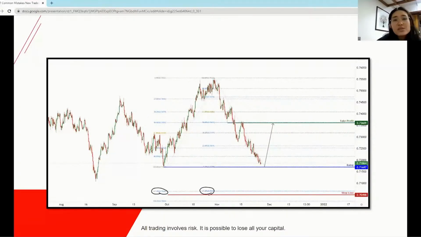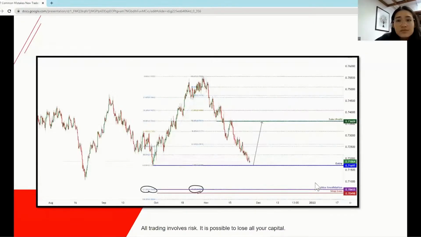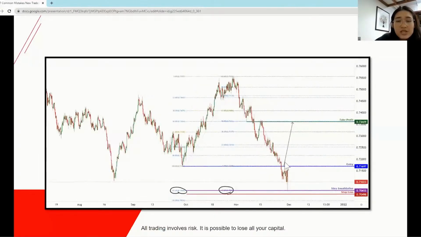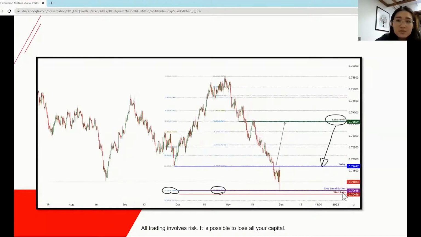Okay, so when deciding where to place our stop loss, we decided to place it beyond the 127.2, which lies in line with the negative 27.2% Fibonacci expansion. And we place our idea invalidation right above that. So you can see price actually broke out of our entry and headed towards our idea invalidation or stop loss. But thanks to our idea invalidation, it prevents us from being stopped out.